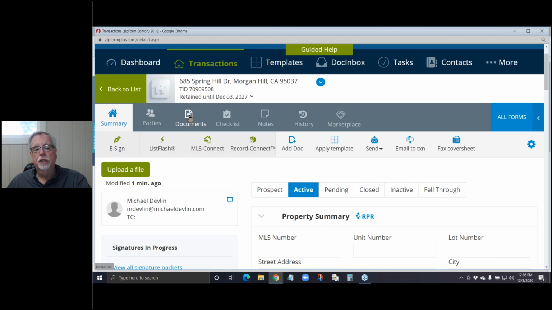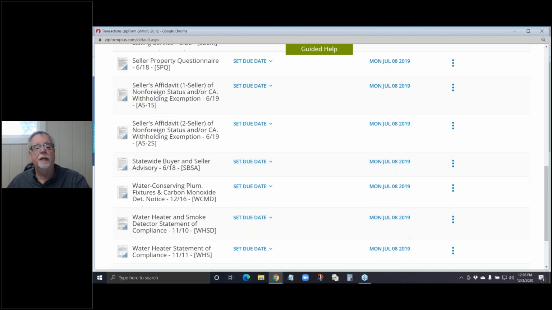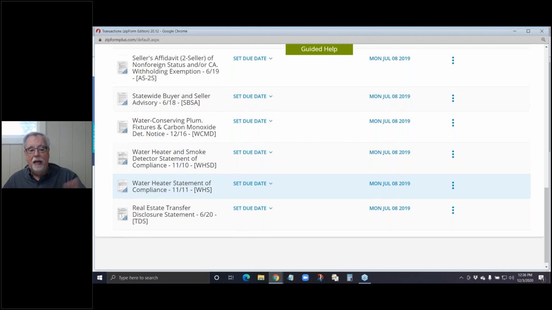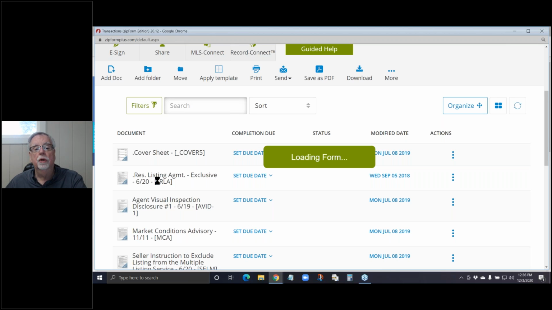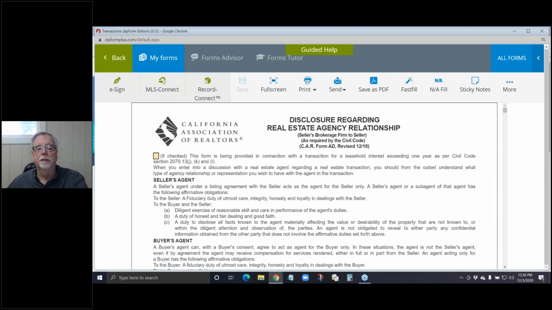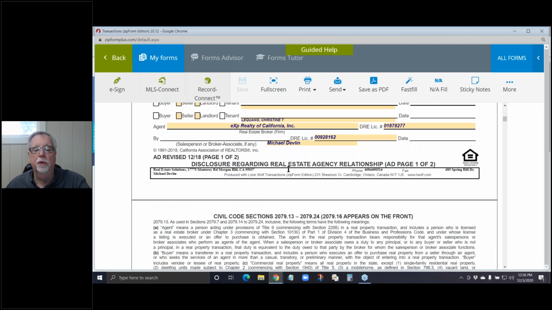So we're going to go to Documents, and because I created a template, I have the basic group of documents. We're going to be doing the residential listing agreement. And notice it has my name, my information. It didn't do perfectly with the seller's name and information. That would need to be cleaned up. I'm not going to worry about that now.